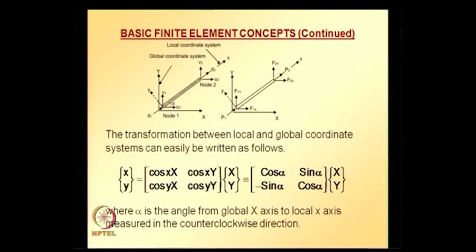And if alpha is the angle from the global x axis to the local x axis, measured in the counterclockwise direction, this direction cosine matrix becomes cos alpha, sin alpha, minus sin alpha, cos alpha. So, the relation between the global coordinate system and the local coordinate system is given by this equation.